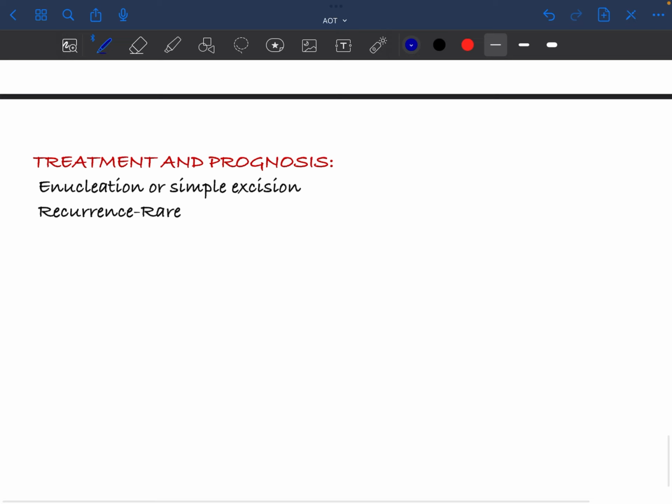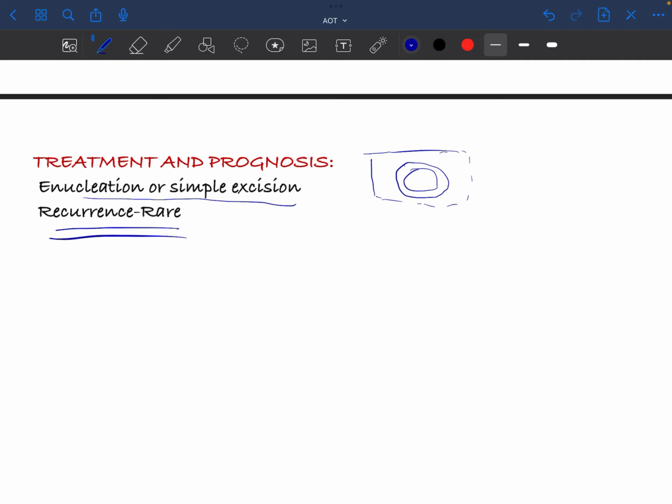Then how are we going to treat it? It's a very circumscribed region, right? There is not much infiltration into the soft tissue or the bone, so it is very easy to enucleate or simply excise. You just cut out the entire tumor. For example, if this much is your bone and this is your tumor, you can just excise the entire tumor and it's going to treat it. Recurrence rates are very low. Most of the time, if it's involved with an impacted tooth, you have to remove the tooth also with it.